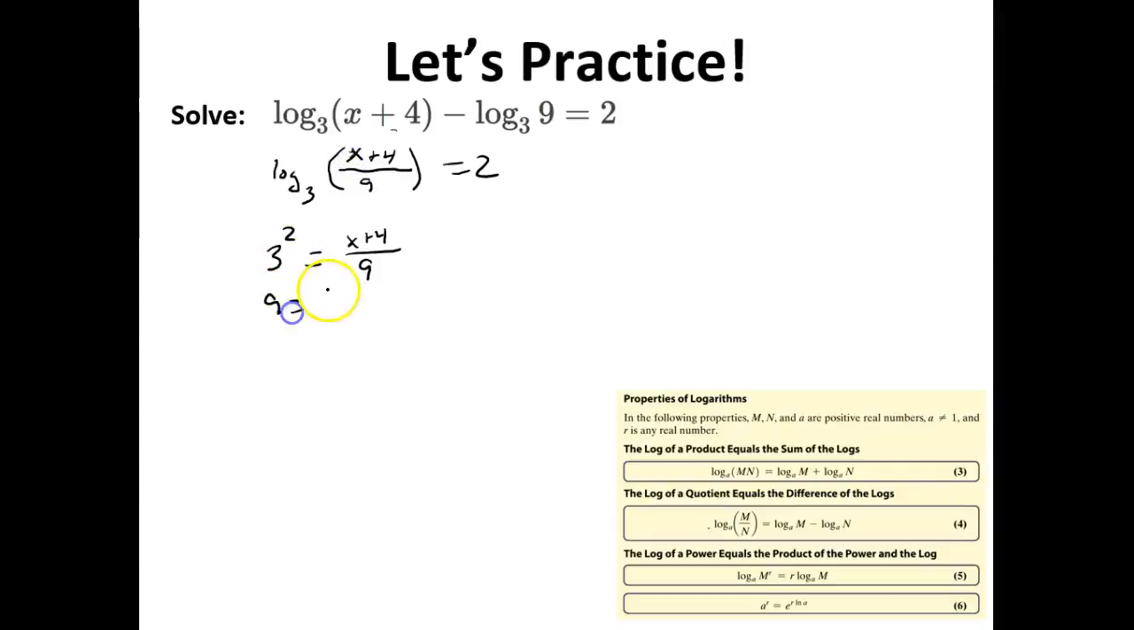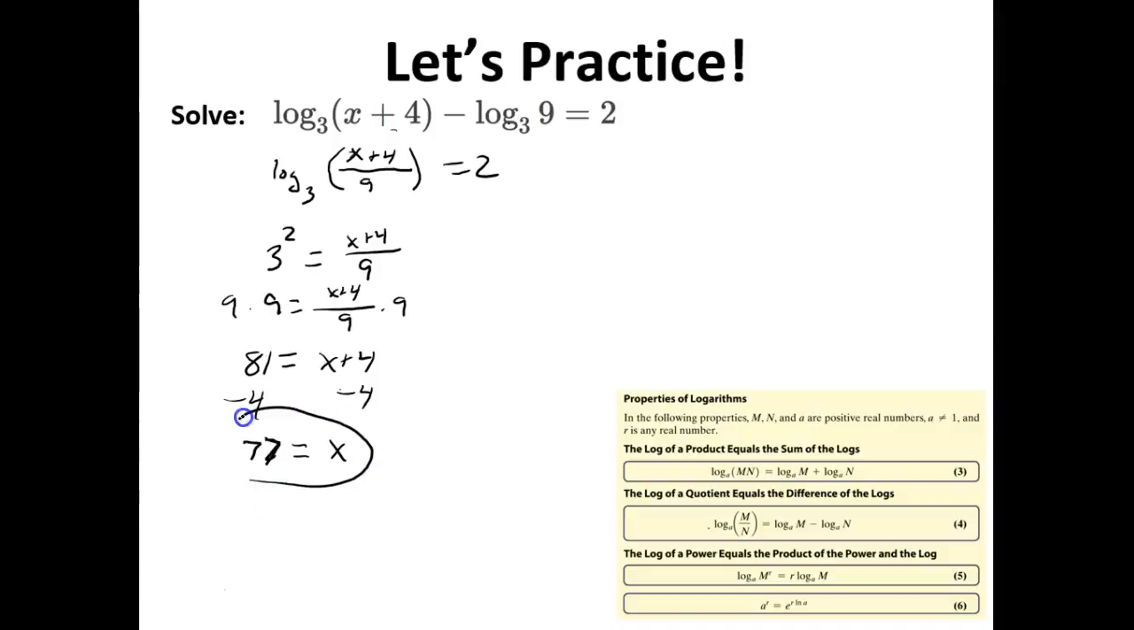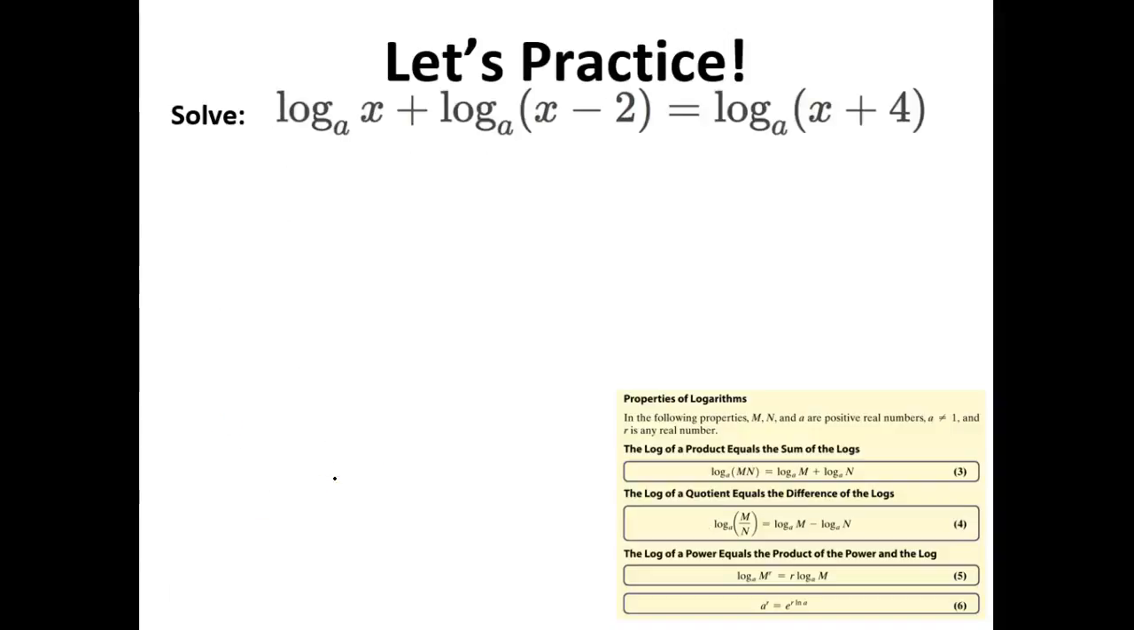This is 9 is equal to x plus 4 over 9. Multiply both sides by 9. We're going to get 81 is equal to x plus 4. Subtract 4, subtract 4. This is going to be 77 is equal to x. Just double check that that's not going to cause any issues. If we put 77 in here, this is still going to be a positive up there, so that should work out just fine. 77 is our answer.